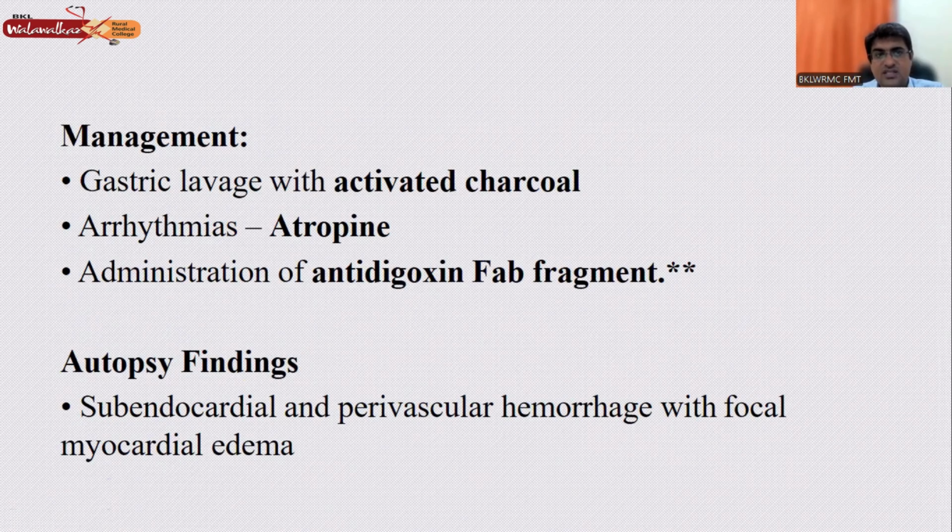So how will we manage this case? Management includes gastric lavage with activated charcoal. Then arrhythmias may be treated with atropine. Then administer anti-digoxin Fab fragment. Remember this point for MCQ. Then autopsy findings: there are subendocardial and perivascular hemorrhages with focal myocardial edema.